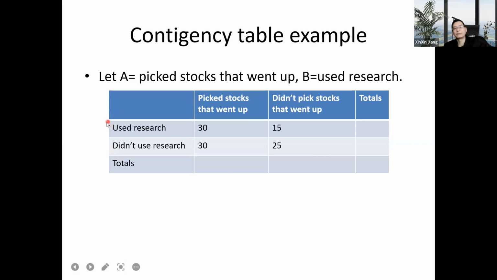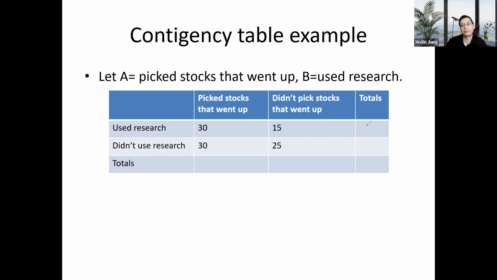So this is the contingency table, or two-way table. Usually you have two variables or two categories. The first one, the first column, is whether a broker uses research or not. The other category, the first row, is whether they picked stocks that went up or didn't pick stocks that went up. Usually we put subtotals of the rows and columns.